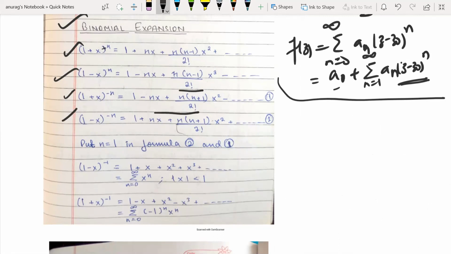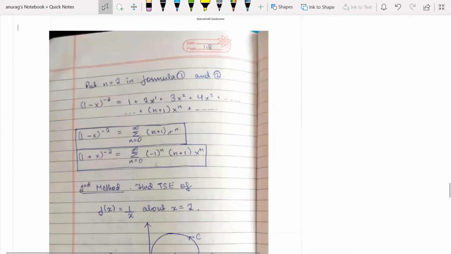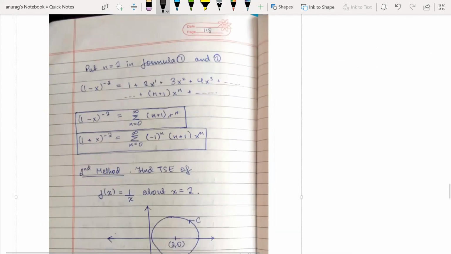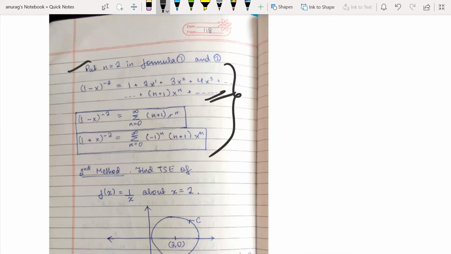Here plus plus, so all terms are positive; plus minus, so alternate; minus minus plus, so every term is positive. Some tricks are there. (1 minus x) to the power minus 1 is 1 plus x plus x square and so on. (1 plus x) to the power minus 1 is 1 minus x plus x square minus x cube and so on. And for n equal to 2, (1 minus x) to the power minus 2 is 1 plus 2x plus 3x square and so on. You can obtain this by the binomial expansion.